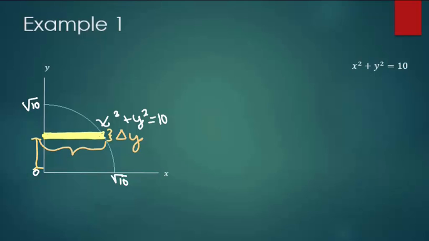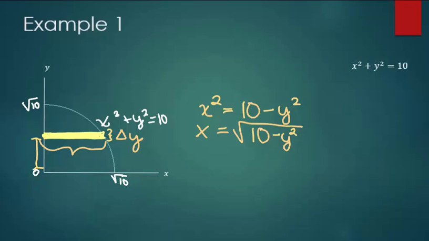So what we do is rewrite the equation x squared plus y squared equals 10 in terms of y. X squared plus y squared equals 10. X squared equals 10 minus y squared. X equals the square root of 10 minus y squared.